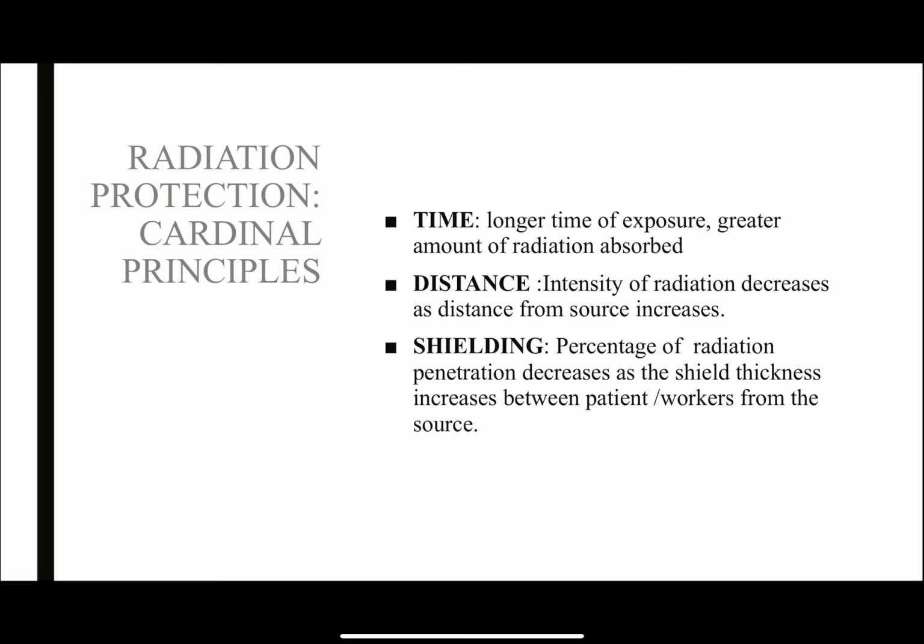So again, we must not forget the cardinal principles of radiation protection, that is time, distance and shielding. Time is about minimizing the amount of time we are in proximity of radiation exposure, and distance is to maximize the distance between us, the occupational workers, and the source of radiation. And shielding: we should always use optimal shielding to protect ourselves from exposure.